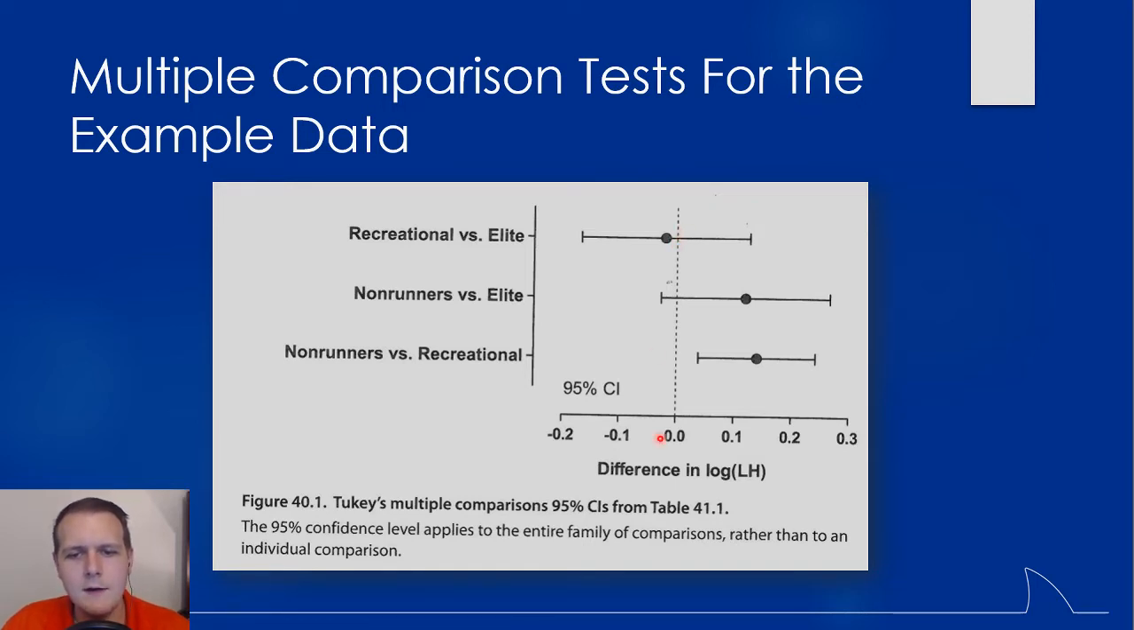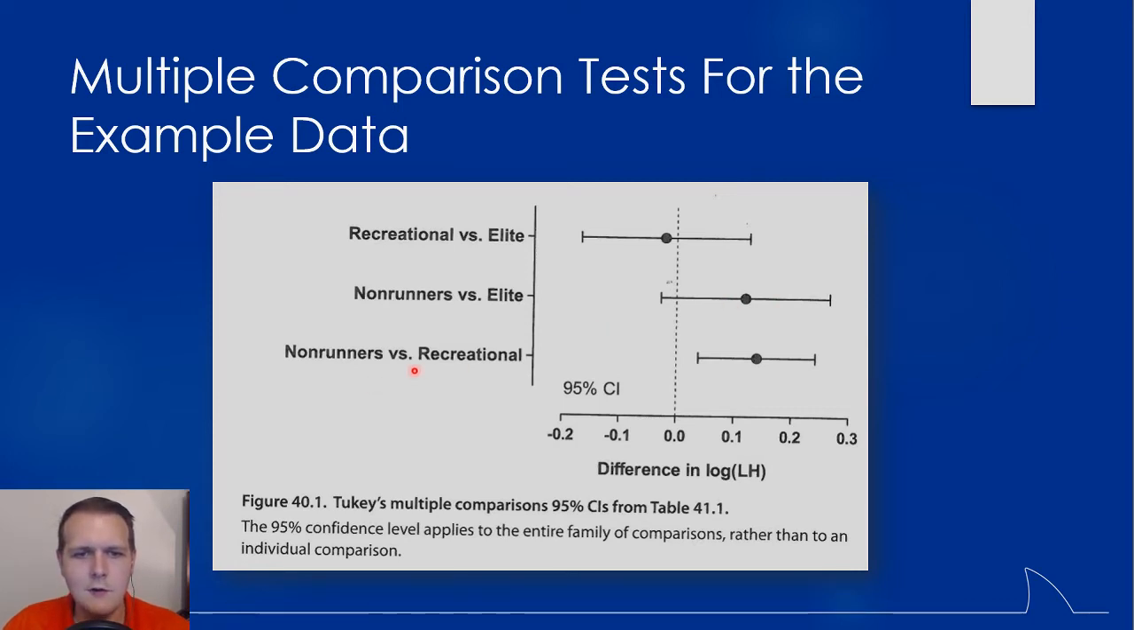But looking at the mean difference in the log, if the 95% confidence interval crosses 0, because if there's no difference then 10 minus 10 is 0, then it would not be a statistically significant difference in the means. So looking at recreational versus elite, notice how it crosses 0. So we can say there's no statistically significant difference in the mean LH expression between these two groups. With non-runners versus elite, it gets pretty close, but it does not quite achieve that level of significance.